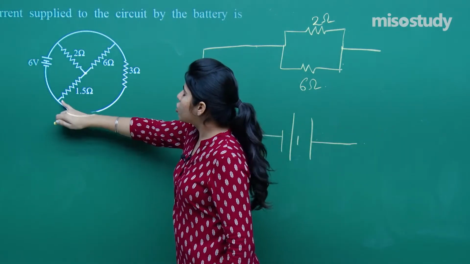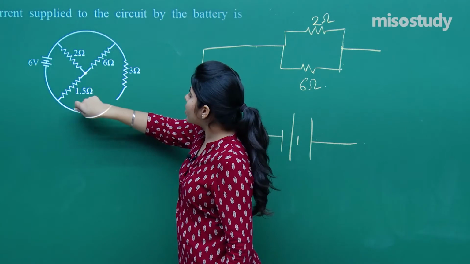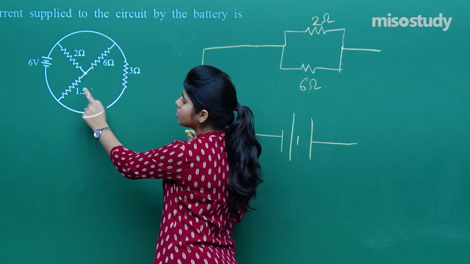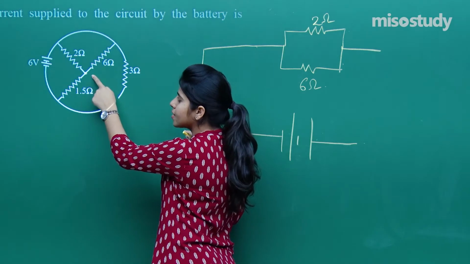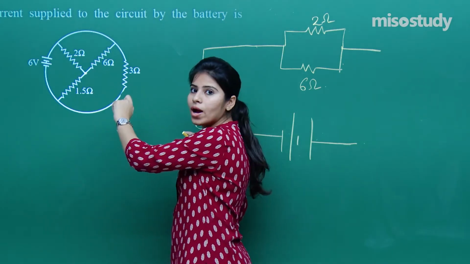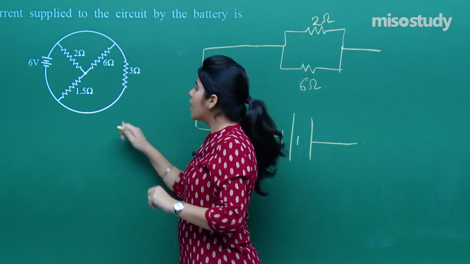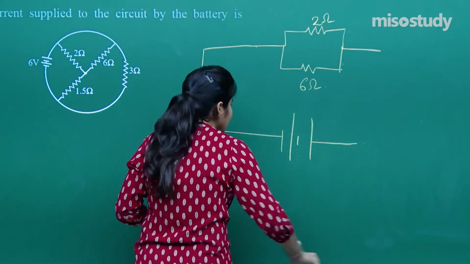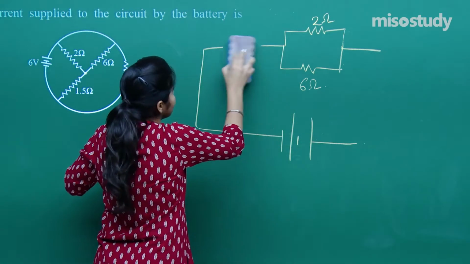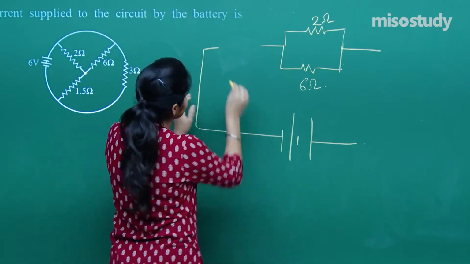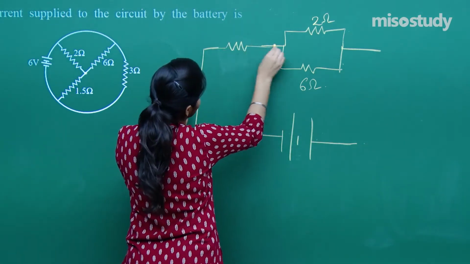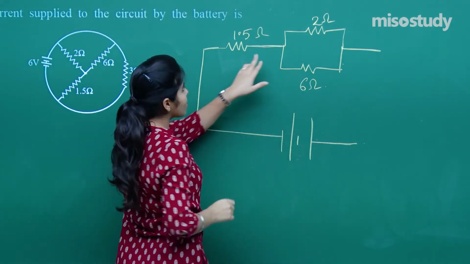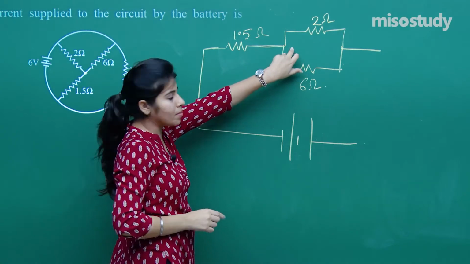Okay. So, now we can see that one arm of this resistor, that is the 1.5 ohm resistor, is connected at the junction of the 2 and 6 ohm resistors, and the other end is connected to the negative terminal. So, that means this resistance should be here. One arm is connected to the negative terminal, that means this is the 1.5 ohm resistor, and the other arm is connected at the junction of them.